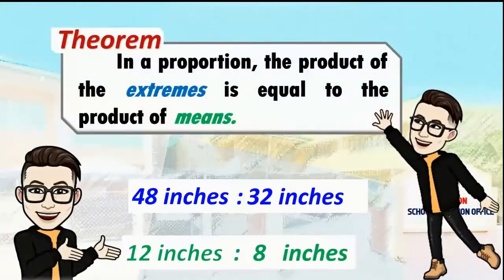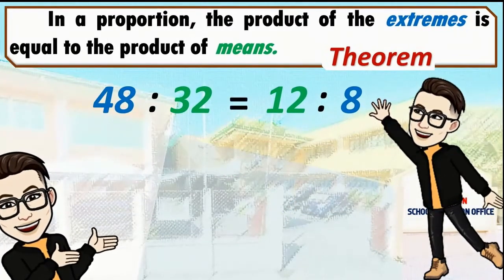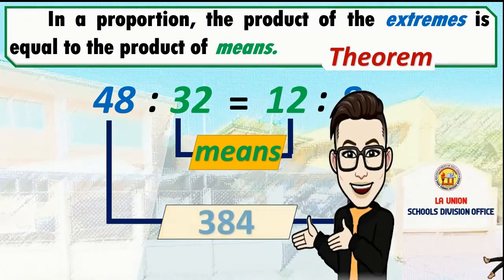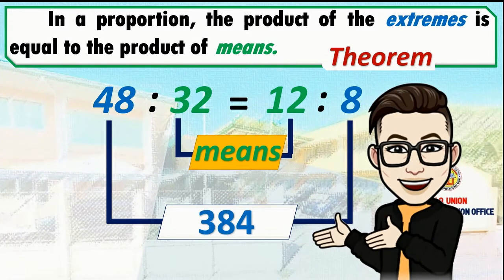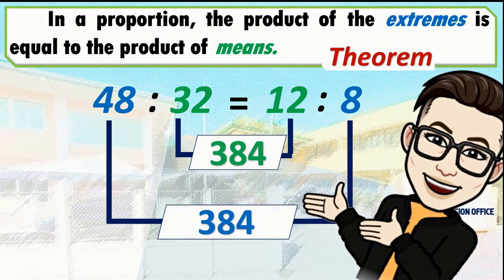And according to our theorem, in a proportion, the product of the extremes is equal to the product of means. Now, let us check if our answer is correct. We have 48 times 8 is 384. And 32 times 12 is 384. It means our answer is correct.